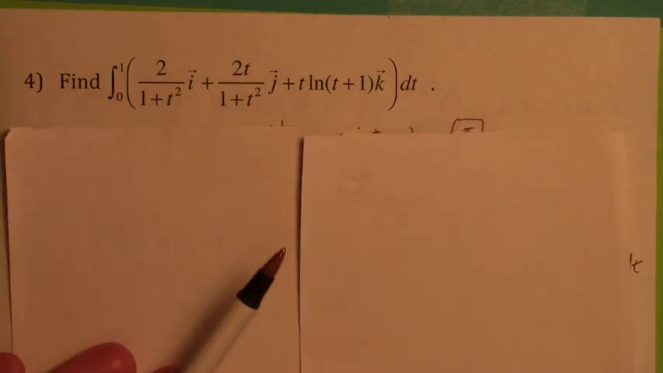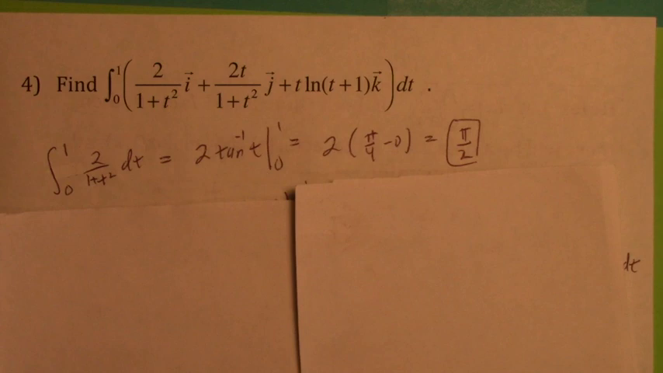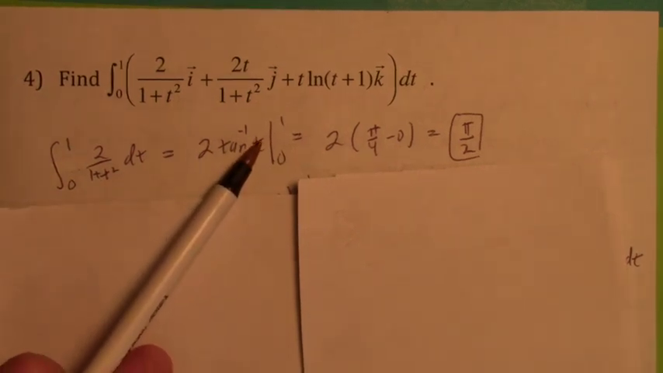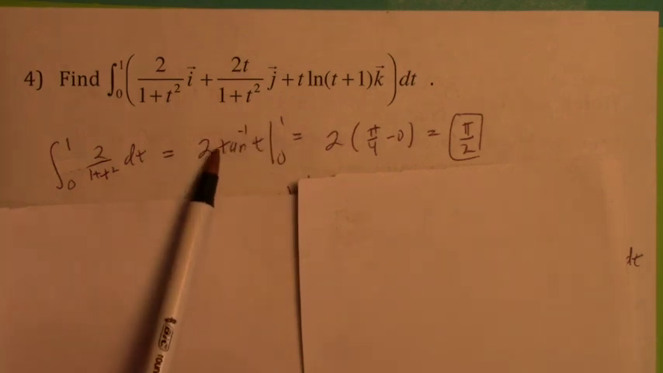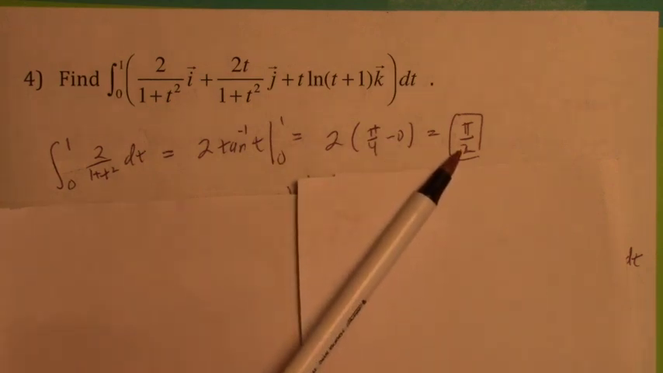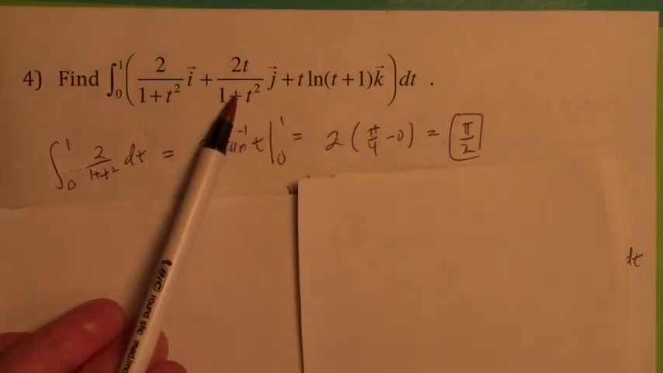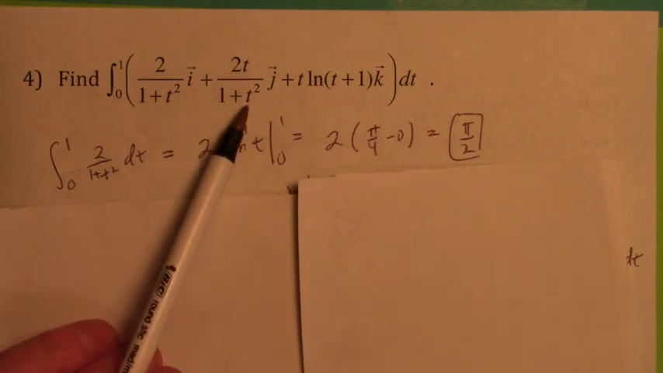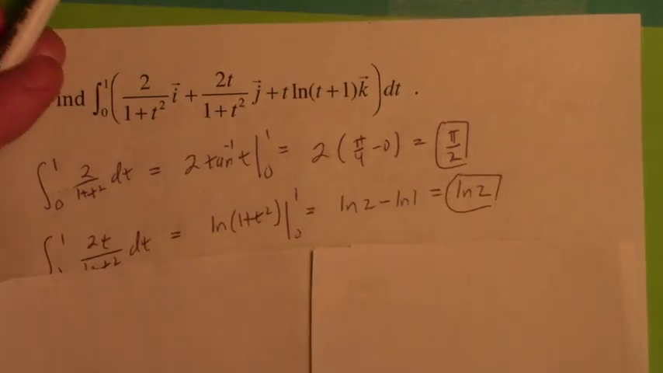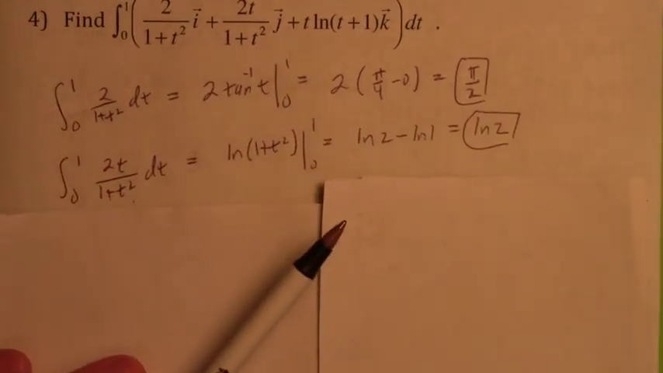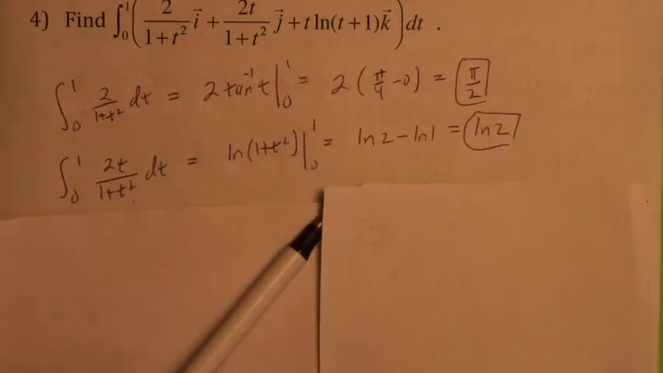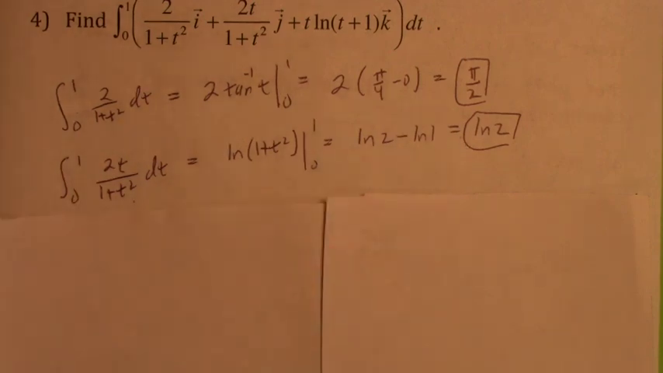First one isn't too bad. For the i vector, isn't this just going to give you an inverse tangent? The 2 factors out, so you get 2 inverse tangent from 0 to 1. When you evaluate inverse tangent at 1, you get pi over 4, minus at 0 gives you 0. I just get pi over 2 there. The second one's pretty easy too, because notice how the top is the derivative of the bottom. So this is the form du over u. When you integrate the second one from 0 to 1, you get ln of the bottom, evaluated from 0 to 1. So I get ln of 2 minus ln of 1, which is just ln of 2.